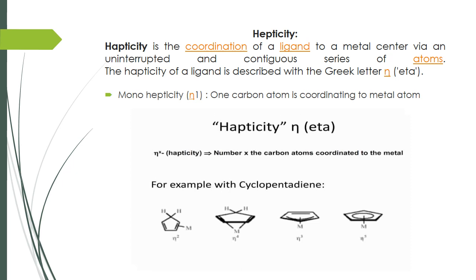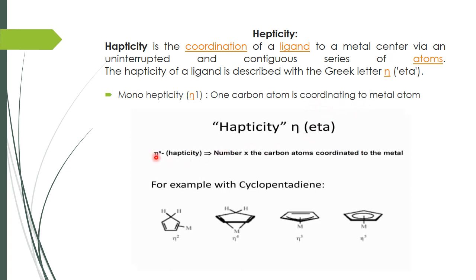The terminology hapticity is also important here. The definition of hapticity is the number of carbon atoms of the ligand that are coordinating to the central metal atom. Hapticity is denoted by eta 1, eta 2, eta 3 and so on. Eta 1 represents monohapticity, which means one carbon atom is coordinating to the central metal atom.